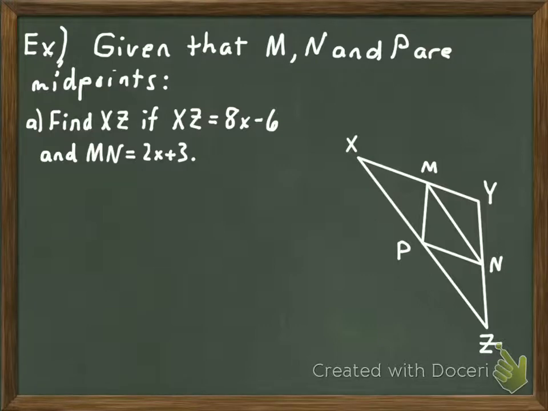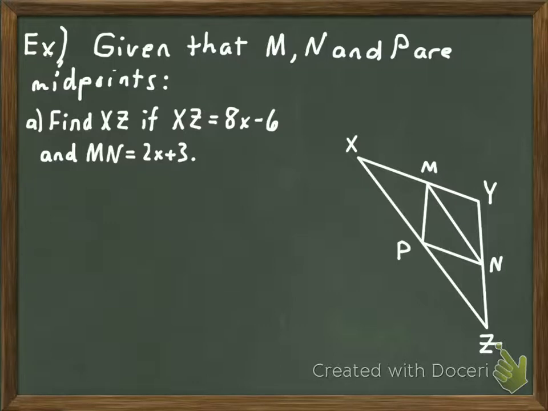All right, well, hopefully you realize that if we're going to find the distance from x to z, knowing that that distance is equal to 8x minus 6, we need to solve for x first. And we then need to come up with an equation that's going to solve for x. Well, we have two different distances here that are defined in terms of x.